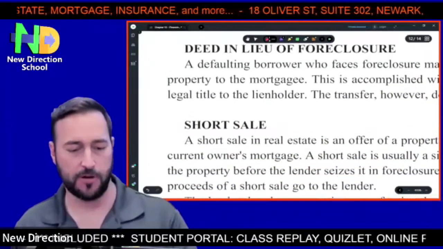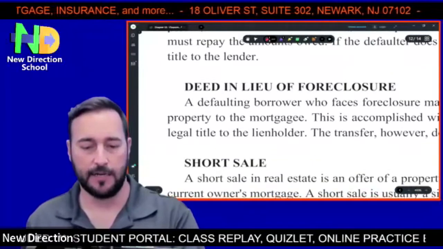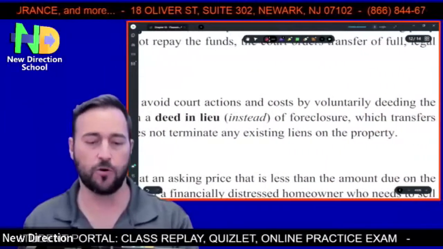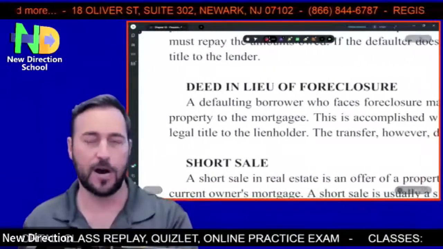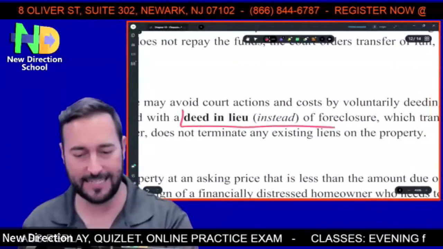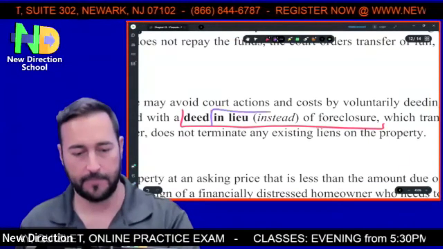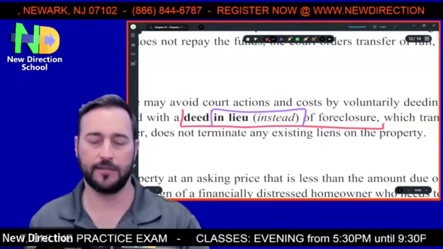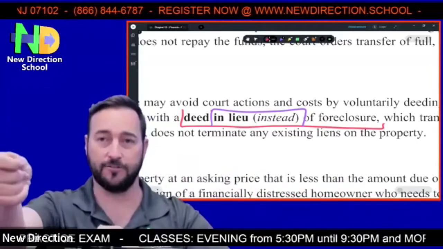All right, 2 more terms. We have deed in lieu and we have short sale. A deed in lieu says a defaulting borrower who faces foreclosure may avoid court actions and costs by voluntarily deeding the property to the mortgagee. This is accomplished with a deed in lieu, or instead. In lieu means instead of foreclosure. Again, I have no idea why they don't just translate this to simple terms. Deed instead of foreclosure. It's an exchange.